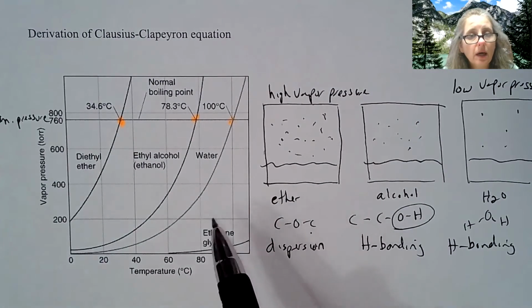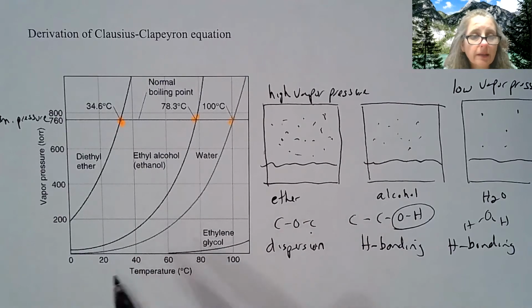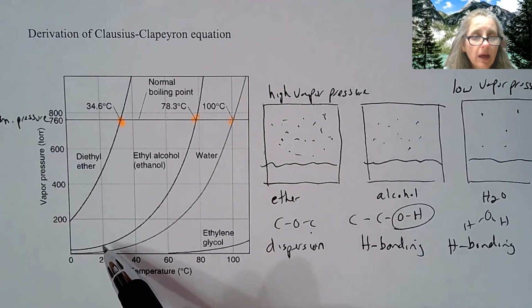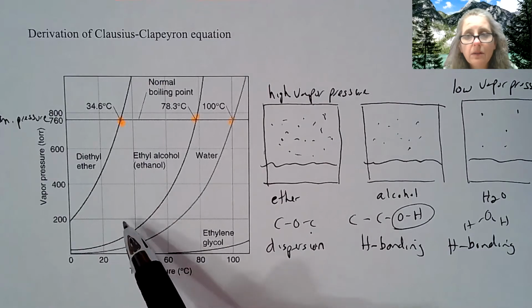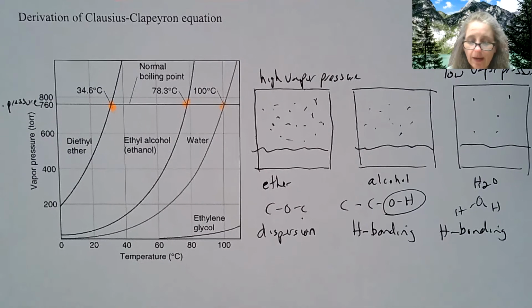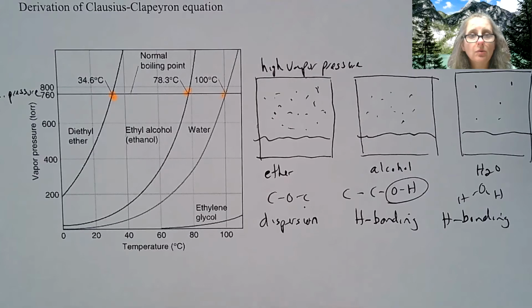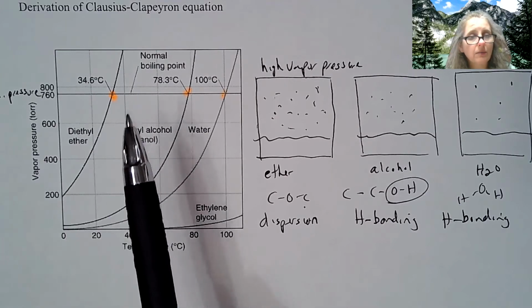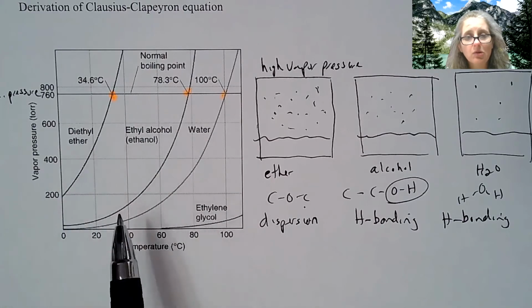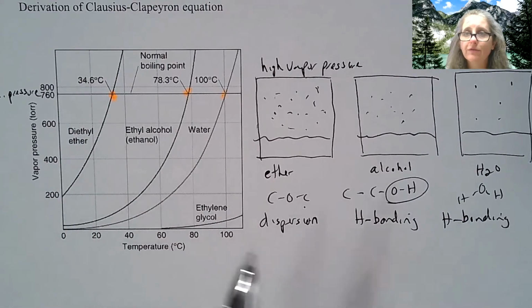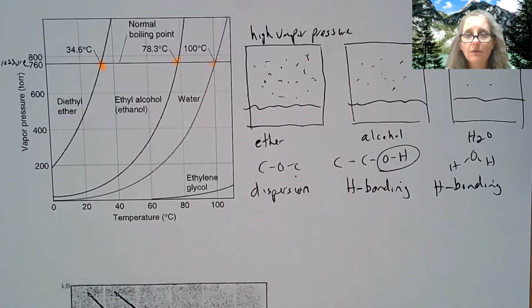The other way you can look at this graph is to say at 20 degrees Celsius, water is going to be a small amount above the liquid. Ethanol is going to be there, but then ether is going to be way up here. So when you're looking at this graph, that's what it's trying to show you, that relationship. More temperature, more vapor pressure, but every substance is going to have a different vapor pressure depending upon the forces. The stronger the force, the less likely it is to go to vapor.